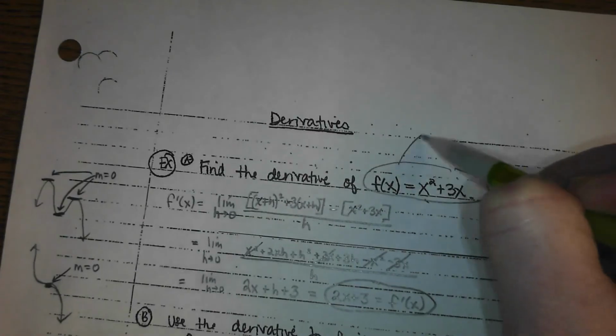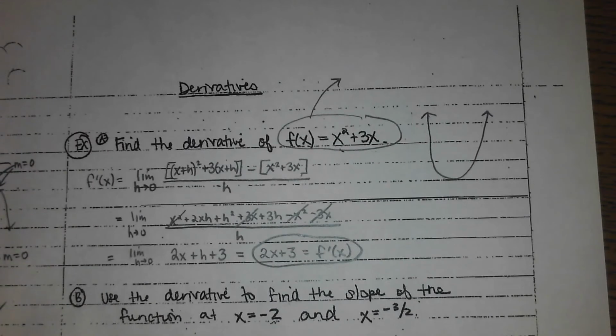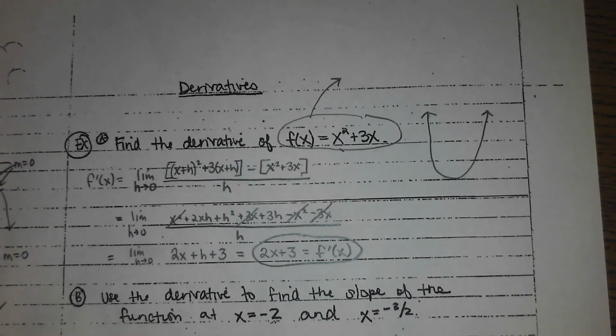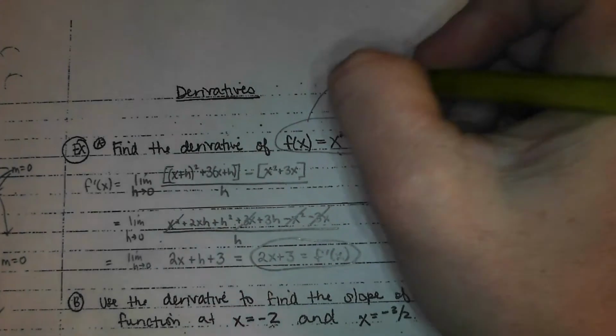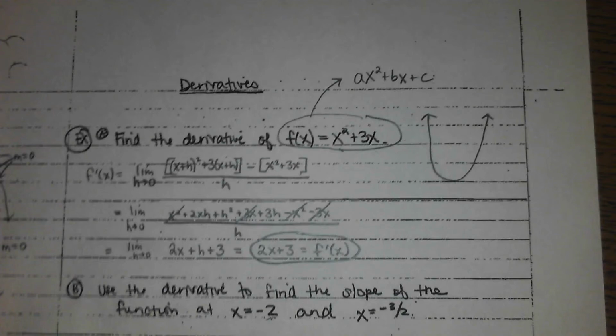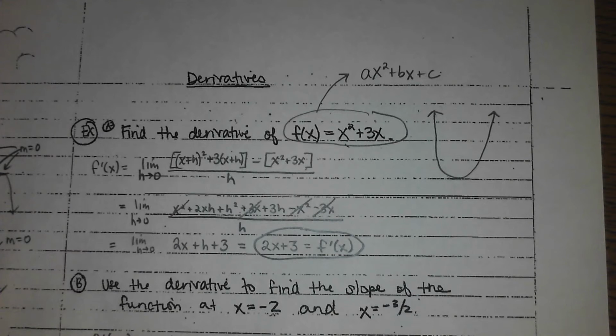Do you remember how you used to find the vertex? And not used to as if we won't do it ever again, but how do you find the vertex from that standard format? If the equation is ax squared plus bx plus c, how do you find the vertex?